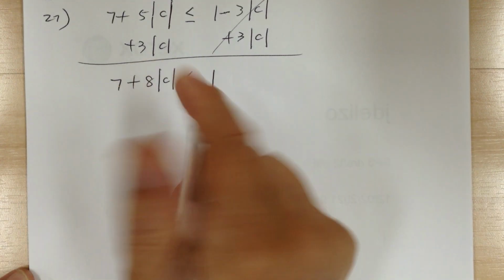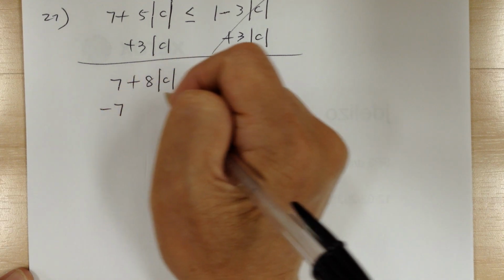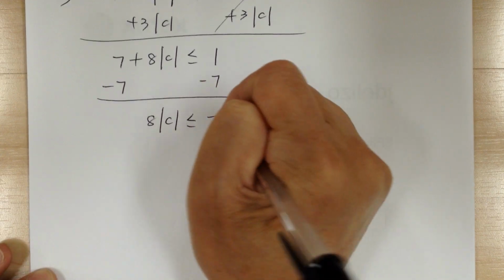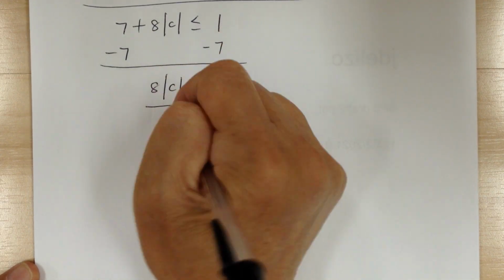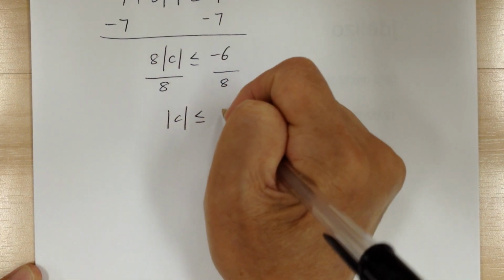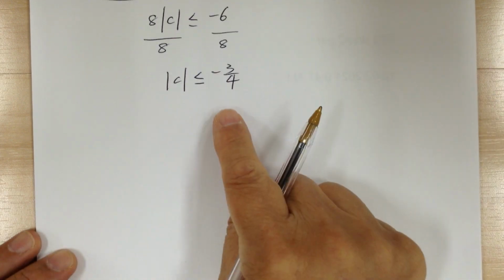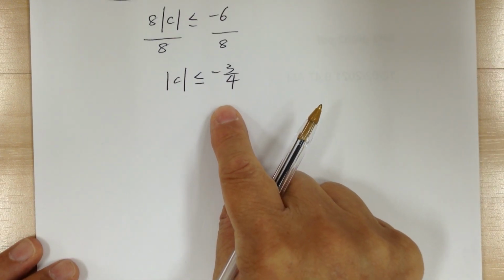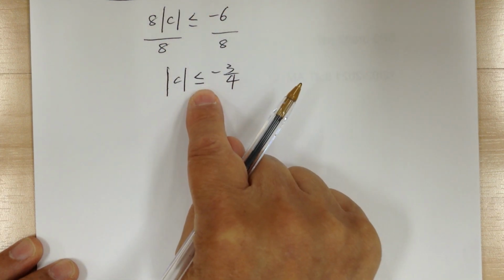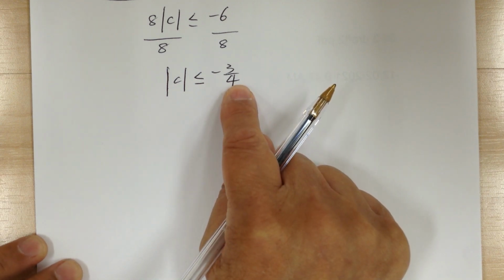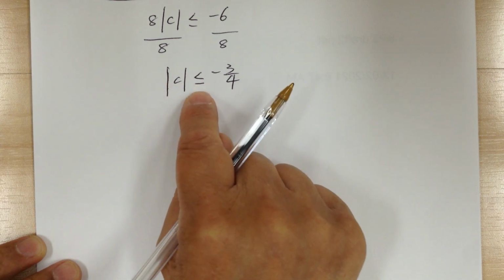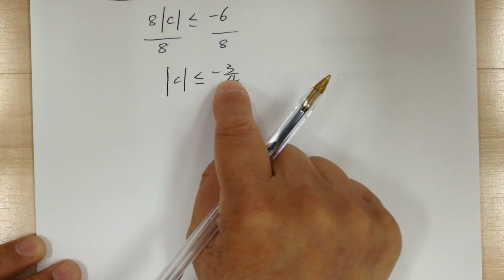Okay, now let's go and get rid of this number. So minus 7, minus 7. So you got 8 absolute value of C is less than or equal to negative 6. Okay, and then you divide by 8, divide by 8, you want to isolate the absolute value, right? So you got absolute value of C is less than or equal to negative 3 over 4. So right away over here you can see that it's going to be the empty set, because absolute value means a positive number. So a positive number is less than or equal to negative 3 over 4. That's impossible, right? So this would be the empty set right away.